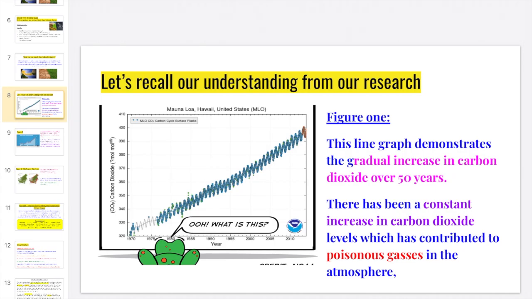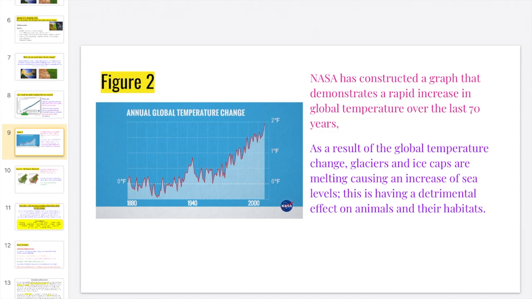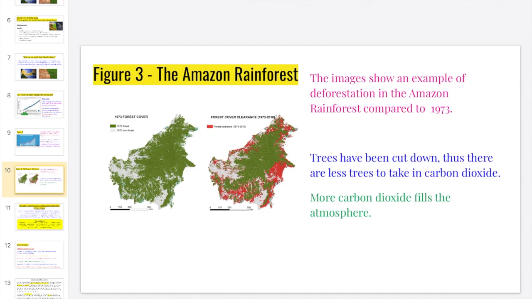We then spent some time looking at the graphs. Whilst looking at the graphs, I modelled how to interpret each graph and what it meant in relation to global warming. For instance, the global climate change increasing and what effects that has on living things and habitats. We then looked at figure 3, which was the Amazon rainforest, and the way that deforestation had taken place, reducing the trees and the rainforest in the Amazon.